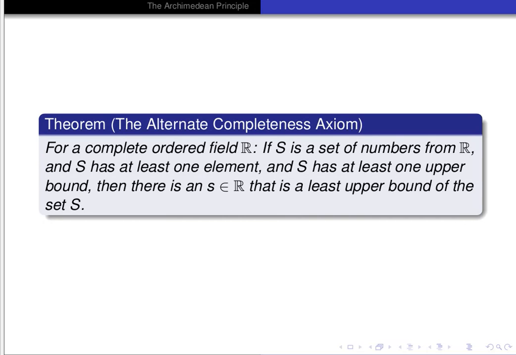So this proof is going to use what we called earlier the alternate completeness axiom, which says that non-empty sets of reals that are bounded above have a least upper bound. In other words, if S is a set of real numbers and S has at least one element and S has at least one upper bound, then there is a real number that acts as a least upper bound of the set S. So we're going to use that during our proof of the Archimedean principle.